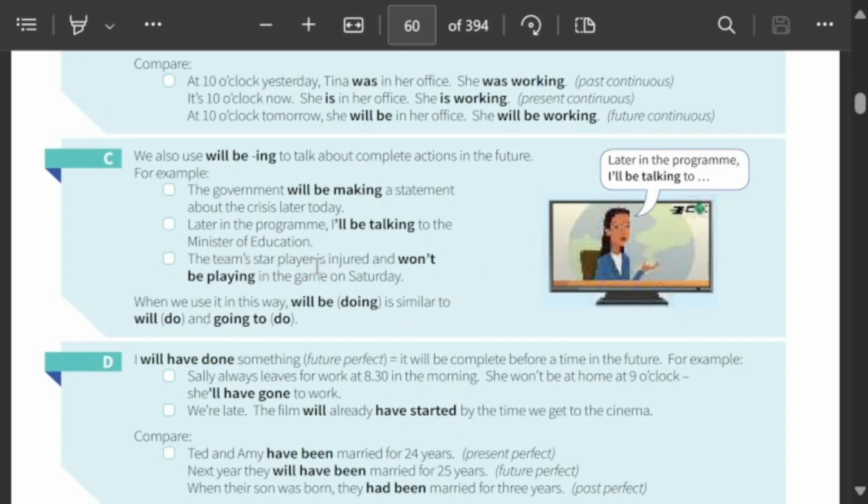The team's star player, you see, possessive, right? The team's star player. This means the star player of the team is injured right now, you see, he's injured. And won't be playing, will not, right? Will not be playing, won't be playing in the game on Saturday. So these, they are referring to kind of complete actions in the future. Doesn't mean they have been done already. This will happen in the future. It hasn't happened yet. But they are kind of complete actions.